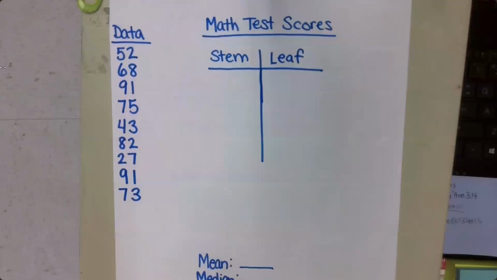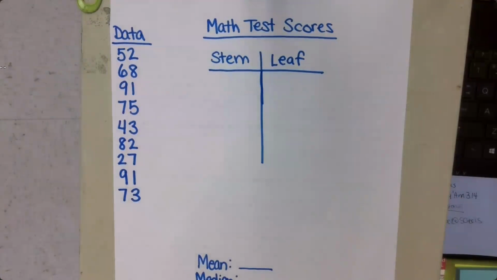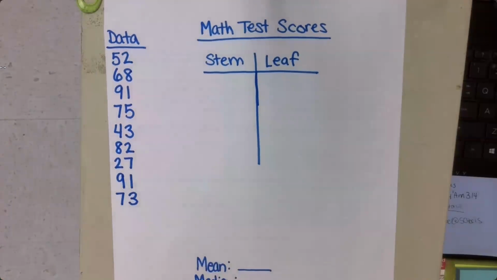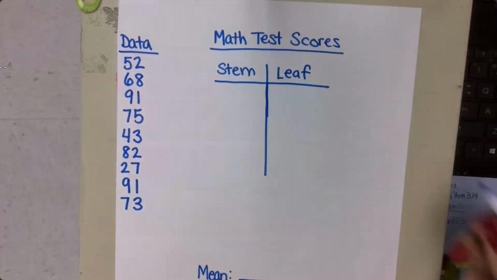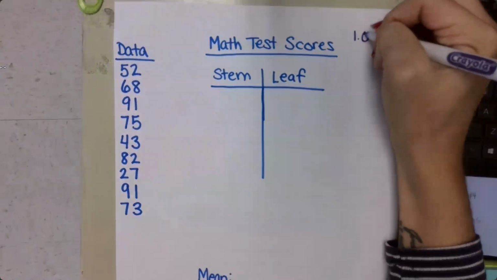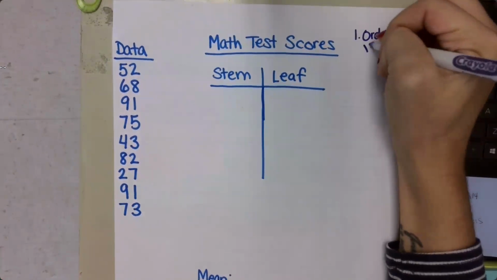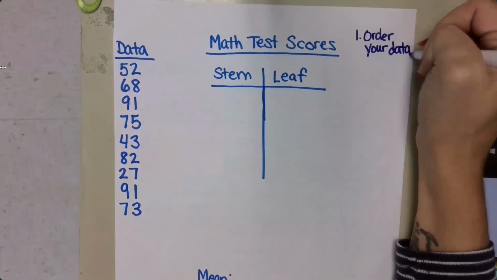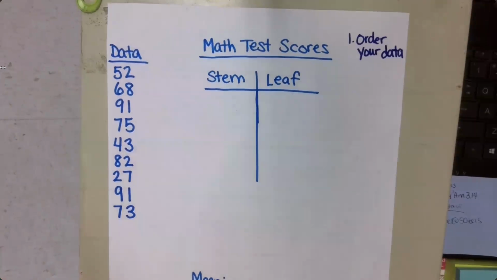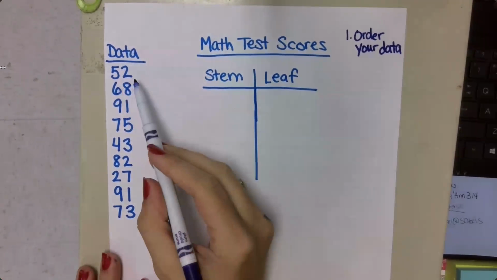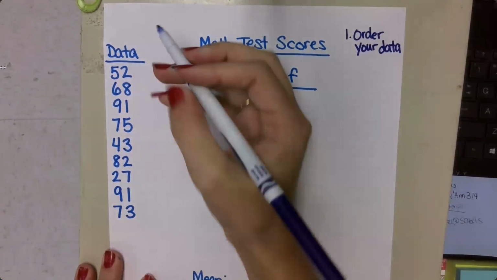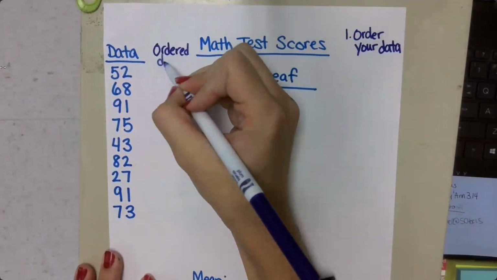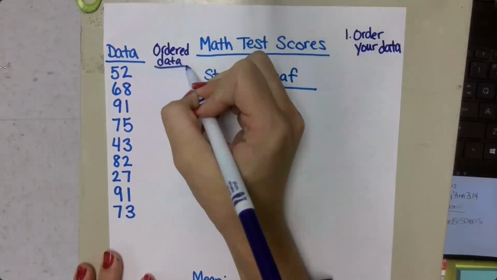Now for today's video, we are going to talk about how to create a stem and leaf plot when you are given data points. So the first step is always to order it, and we want to order it from the smallest to the greatest. And I'm actually going to do that right over here next to it so that I can see that I didn't leave off any pieces of data.